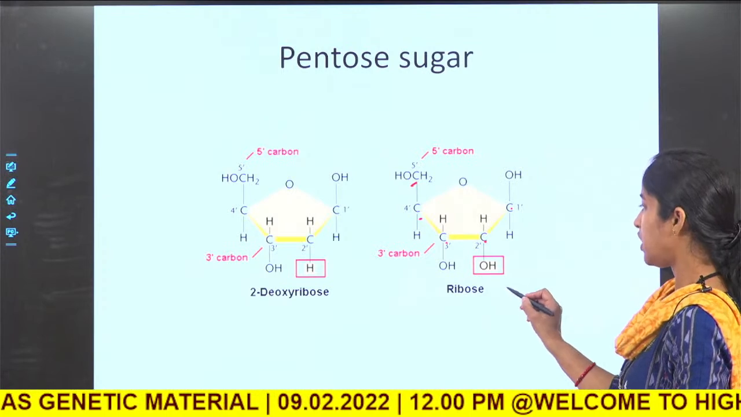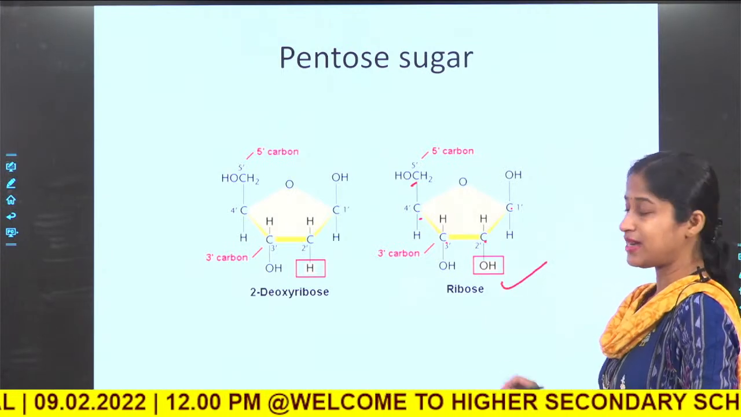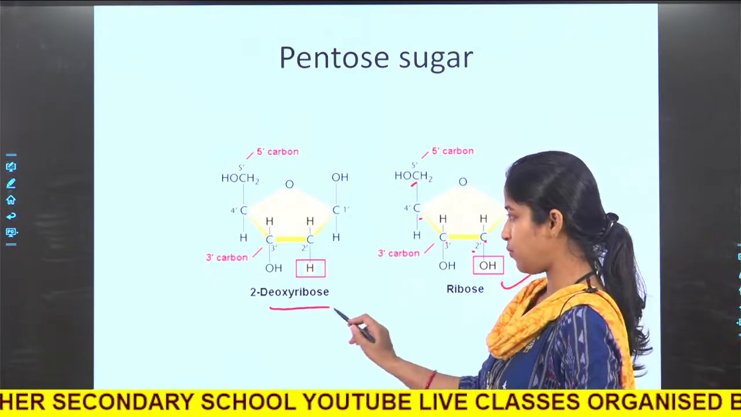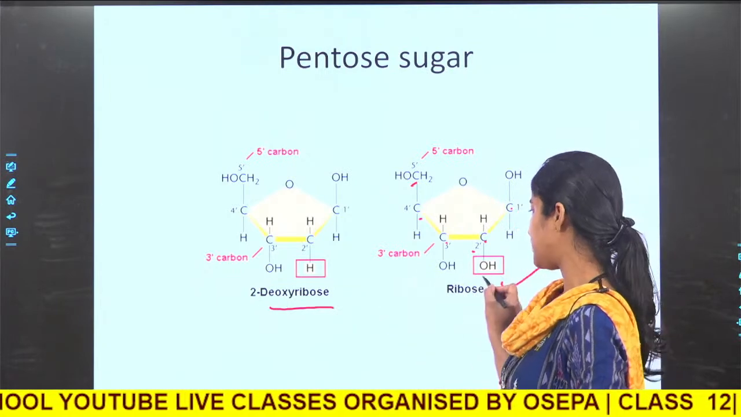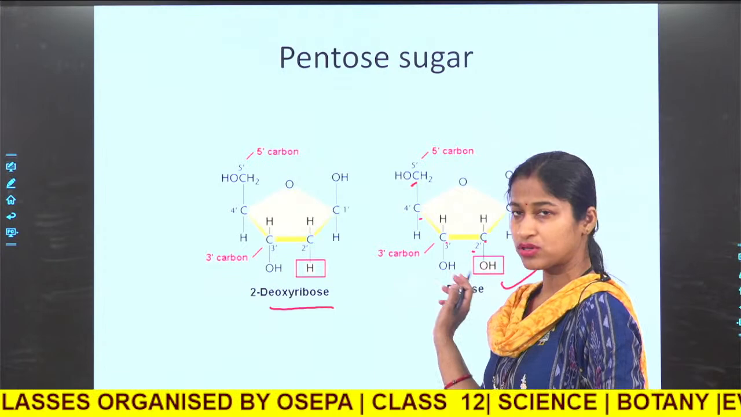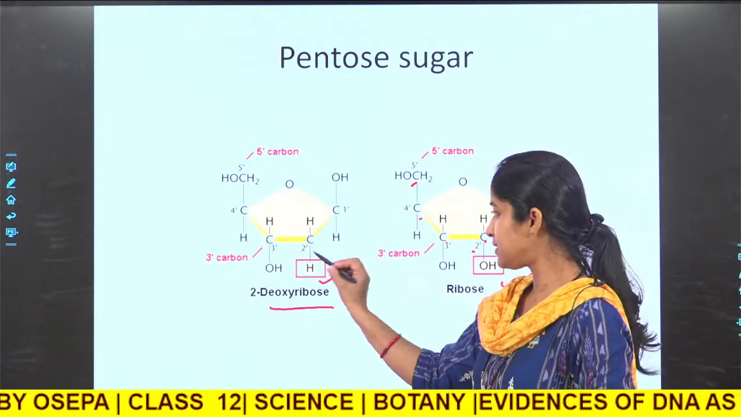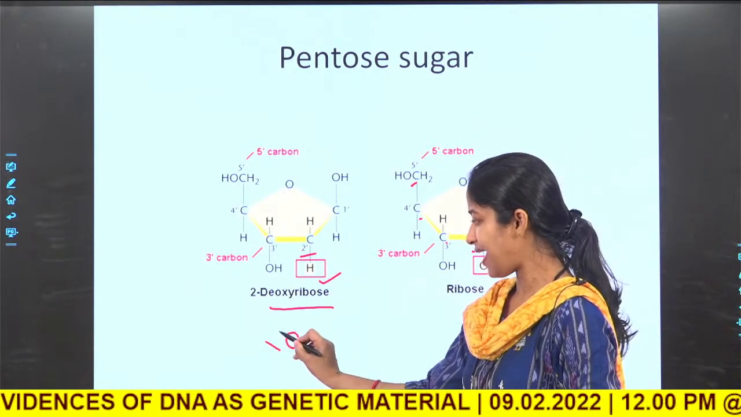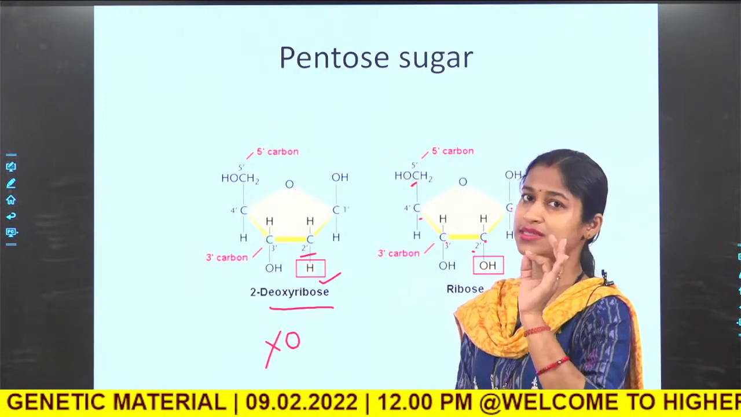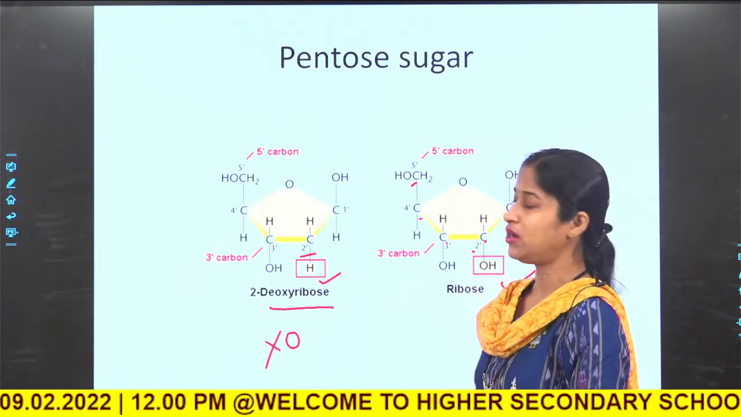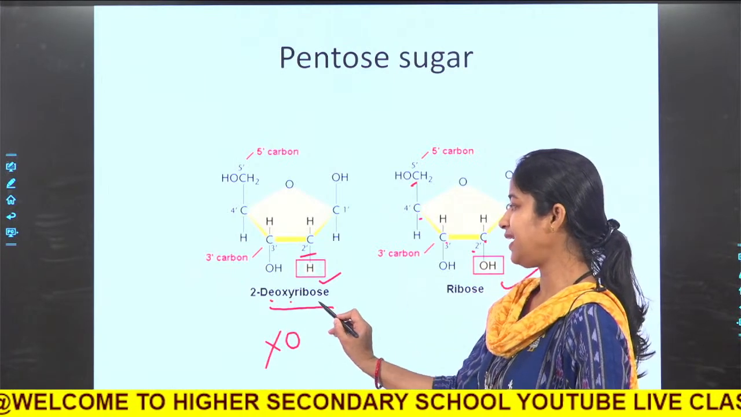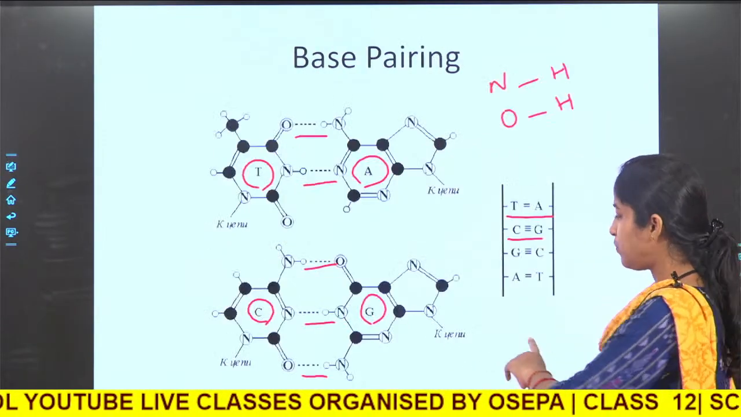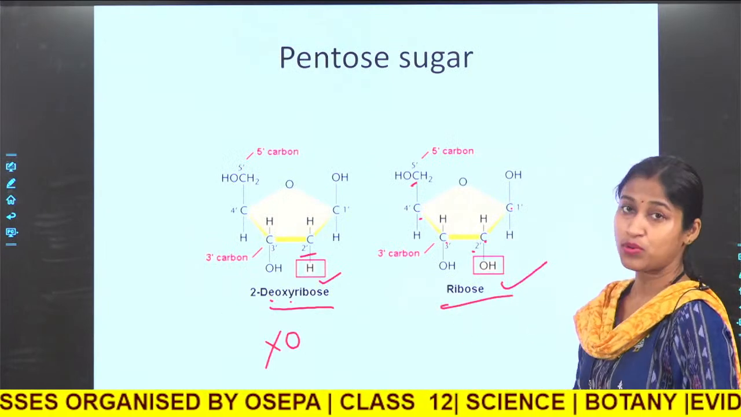Okay. So, in the case of ribose, now you can see the difference. In ribose, a hydroxyl group is present at the second prime carbon of the pentose sugar. In deoxyribose, this hydroxyl group is absent. Instead of the hydroxyl group, there is an H atom here at the second prime carbon. So, what does it lack? It lacks an oxygen atom. A single oxygen atom is not present here. That is why it is called deoxyribose, meaning it has one oxygen less as compared to the ribose sugar.